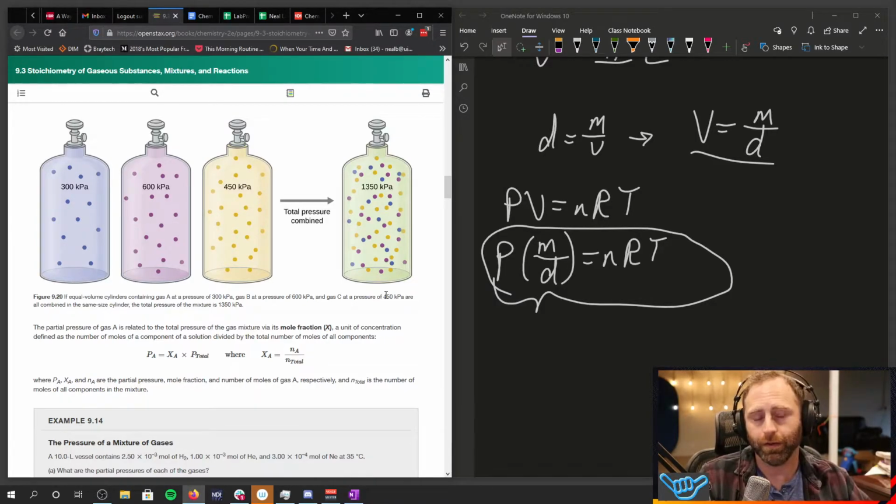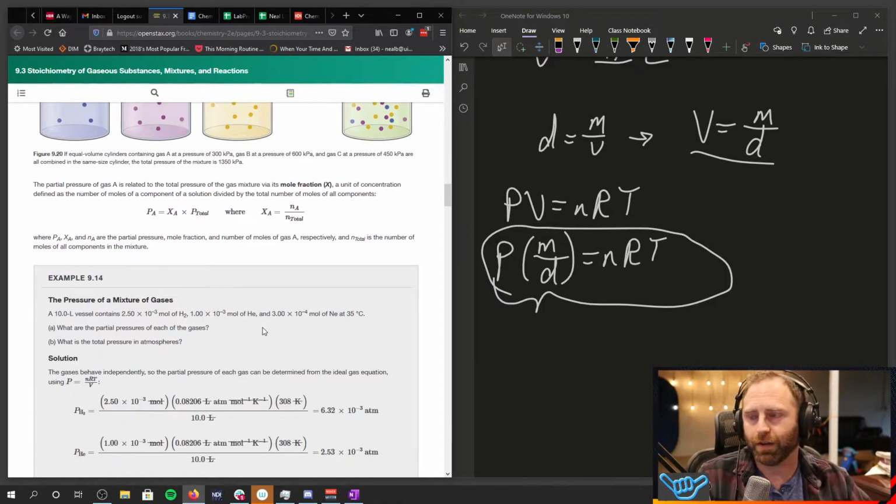Or it's going to be 1. The only way it's 1 is if it's a pure substance, though. You don't have any, it's not a binary mixture. Or it's not a mixture, period.